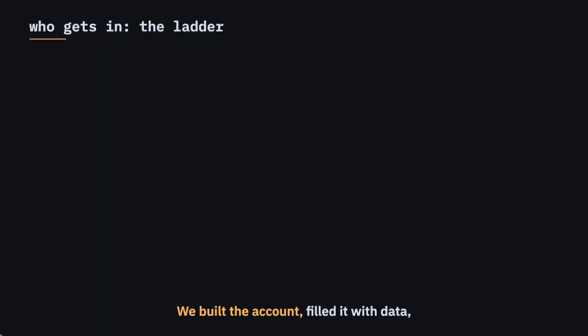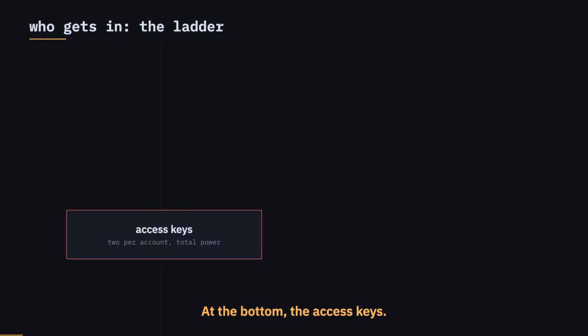We built the account, filled it with data, and now comes the question this whole video has been circling. Who gets in? Storage has 3 ways to answer, and they form a ladder from bluntest to finest. At the bottom, the access keys. Every storage account is born with 2, and either key is total power over the account's data plane. Every container, every share, forever, until the key is rotated. There are 2, so you can rotate one while applications move to the other. Keys are the break glass credential. Necessary, dangerous, and shared by everyone who holds them, so nothing in the audit log says who did what.